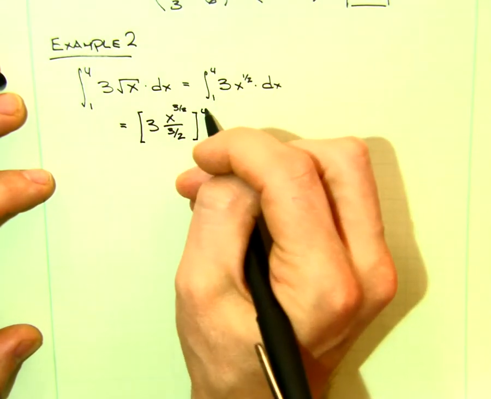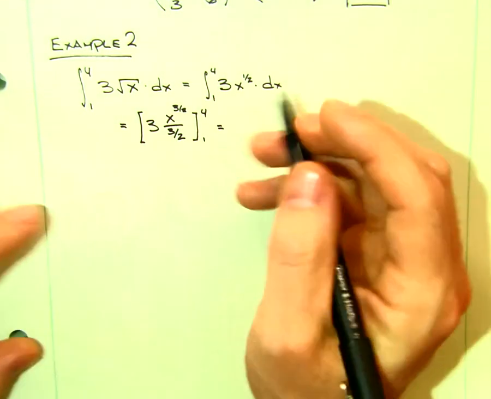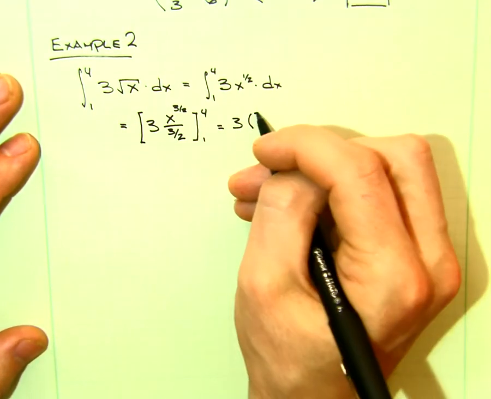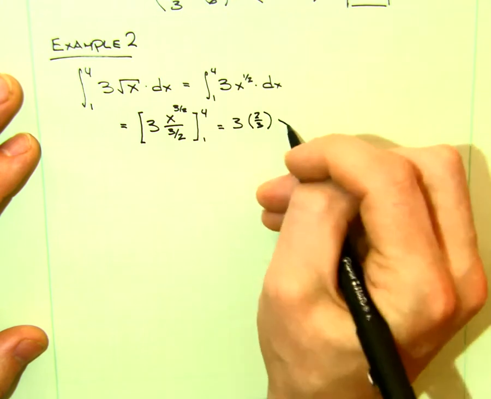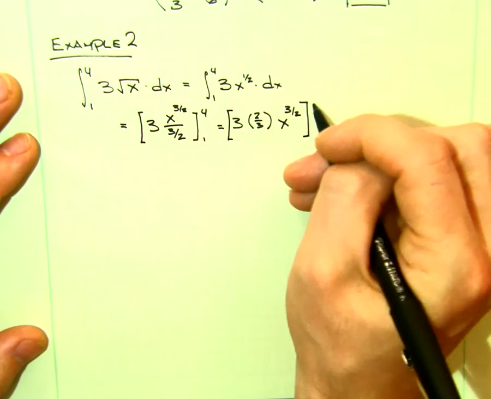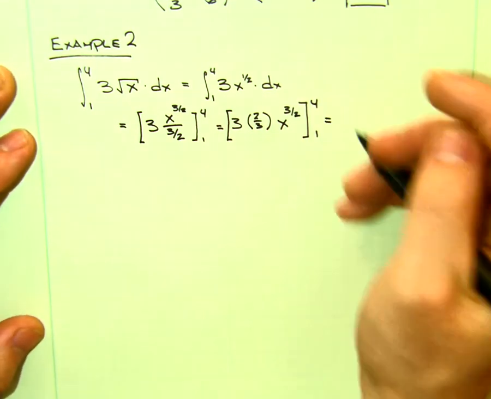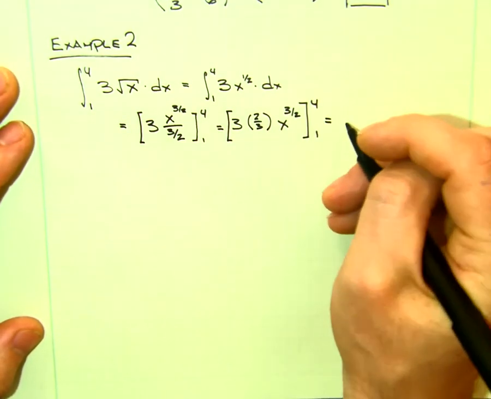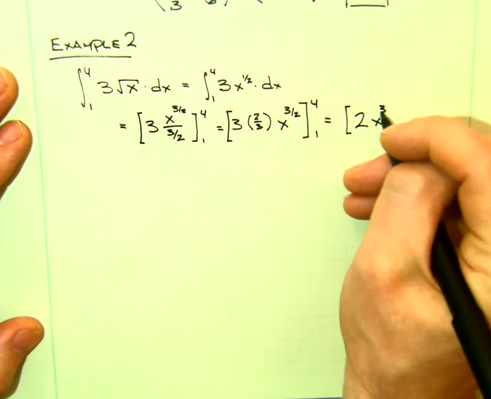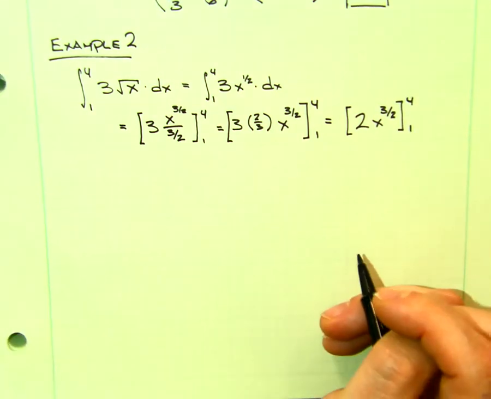And of course, my limits, I've got to make sure I'm going from 4 to 1. Now before I plug in the limits, I'm going to simplify this a little bit. So the 3/2 I can basically flip, so instead of 3/2 on the bottom, I can say 2/3 up top, times x to the 3/2 power. Still square brackets, 4 to 1, and then a 3 and a 3 cancel out, and I just end up with the fully simplified form before I start plugging in my endpoints. I end up with just 2x to the 3/2 from 4 to 1.